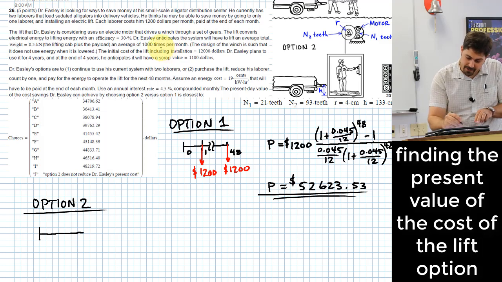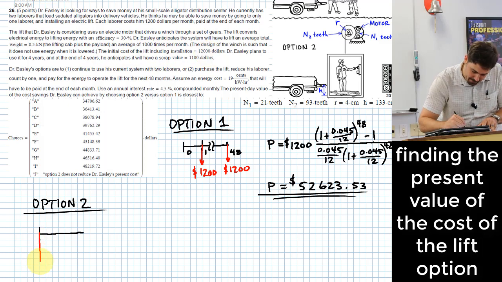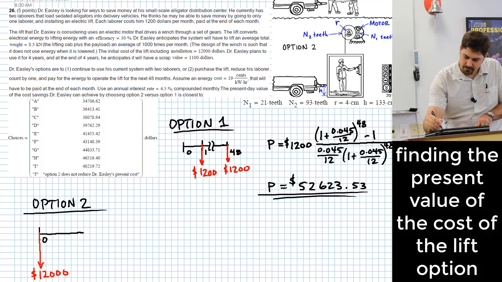Okay. All right, so then that's the other thing, is the initial cost of lift including installation equals $12,000. That one's easy to put on here, right? 12,000. Okay, that's in year or in month 0. Okay. What do we put in month 1?